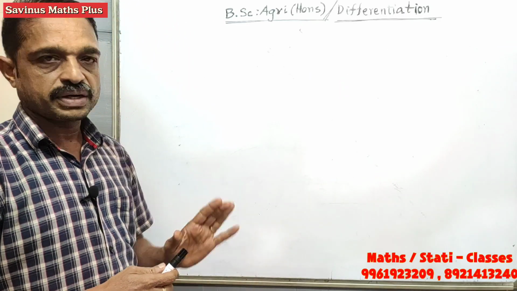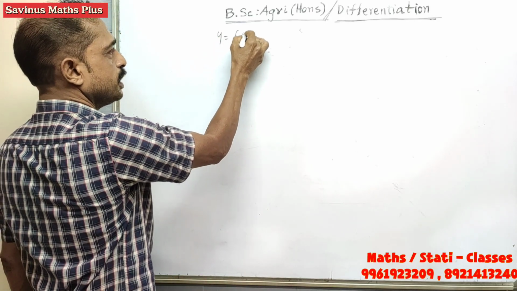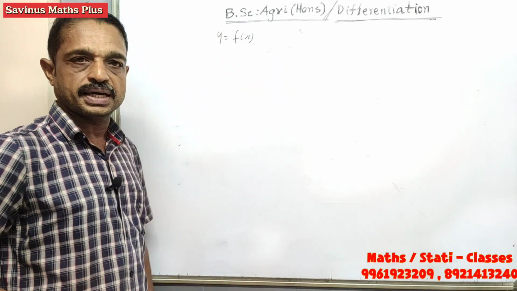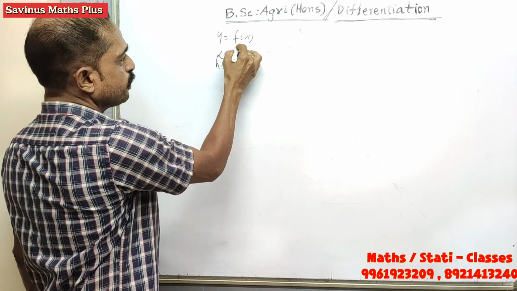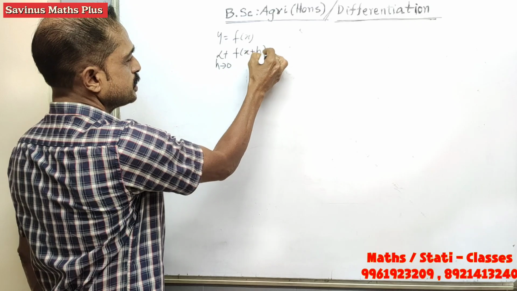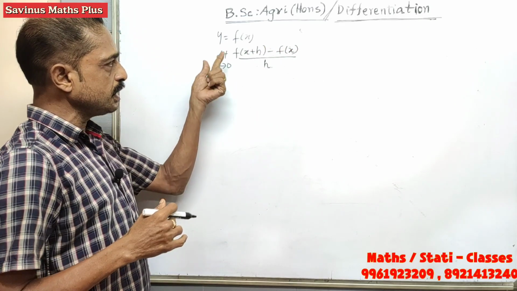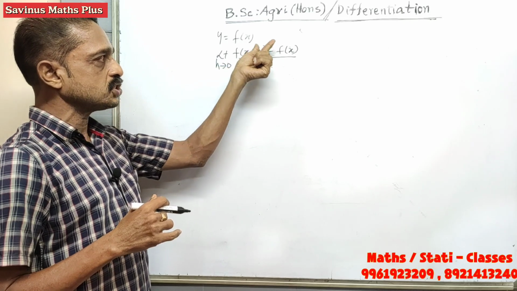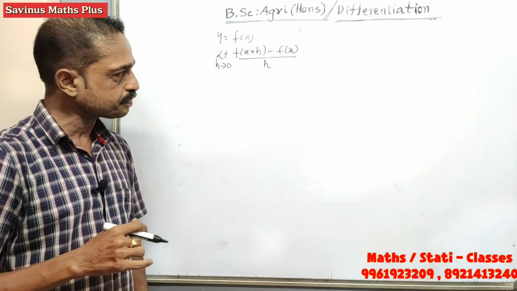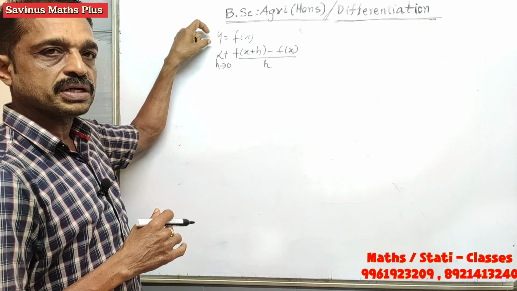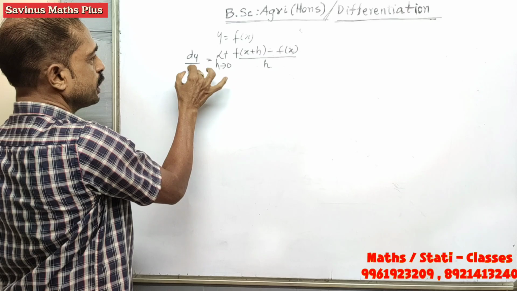So what actually is differentiation? Let us consider the function y equal to f of x. Y equal to f of x means y is a function of x. Then the limit as h tends to 0 of f of x plus h minus f of x divided by h is called the differential coefficient of y with respect to x. That is, this is equal to dy by dx.